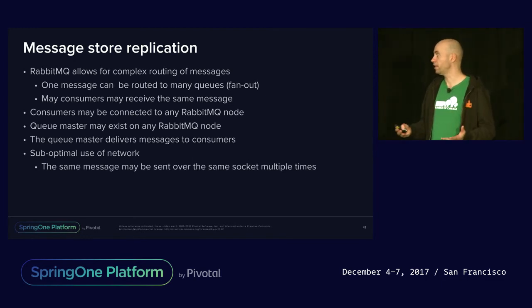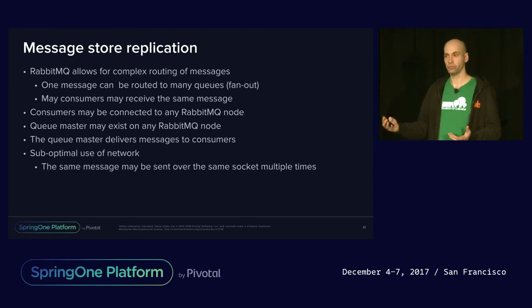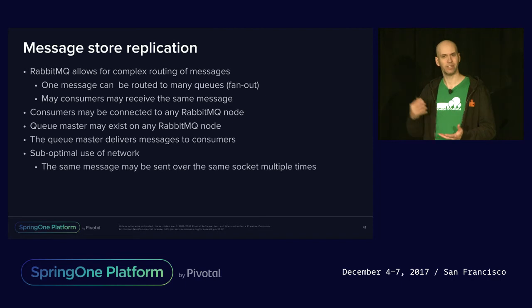Consumers could be connected to any RabbitMQ node in a RabbitMQ cluster, but queue masters may exist on any RabbitMQ node. It might not be the one local to a consumer that they're currently serving. So they might need to cross the network in order to deliver this message. And if there are multiple consumers there, they might cross the network multiple times with effectively the same message, even though it's residing in different queues. A kind of an effect of replication at the queue level.